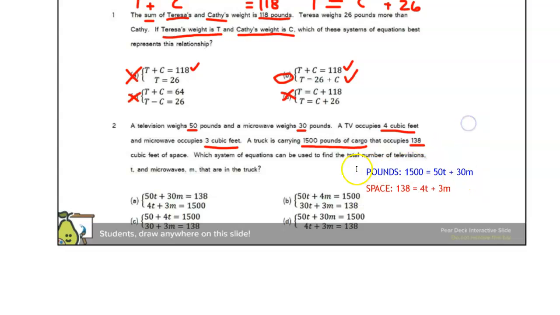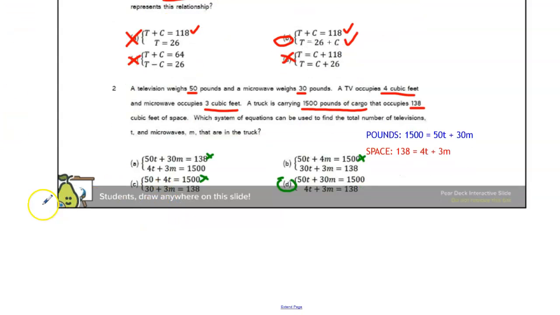Now let's see which one of the multiple choices works for this one. I got 50t plus 30m is equal to 138. That's no good because 50 and 30 are pounds, and 138 is cubic feet, so that's not it. 50 plus 4t is equal to 1,500. That doesn't make any sense because 50 is not even multiplying by anything. 50t plus 4m is equal to 1,500. That's not going to work either because remember 50 is pounds and 4 is going to be the cubic feet. 50t, 30m, 1,500. There we go. And then 4t, 3m, 138. There we go. Their equations are flipped around from ours, but it doesn't matter. Equations are equal regardless of direction. All right, cool. Moving on to the next page.